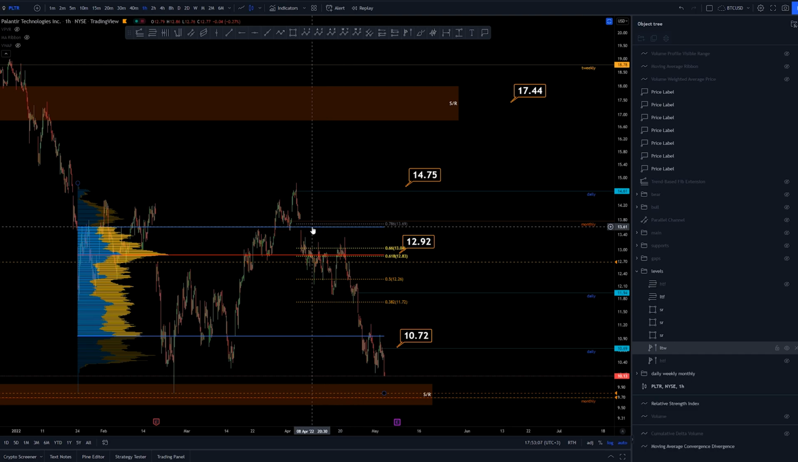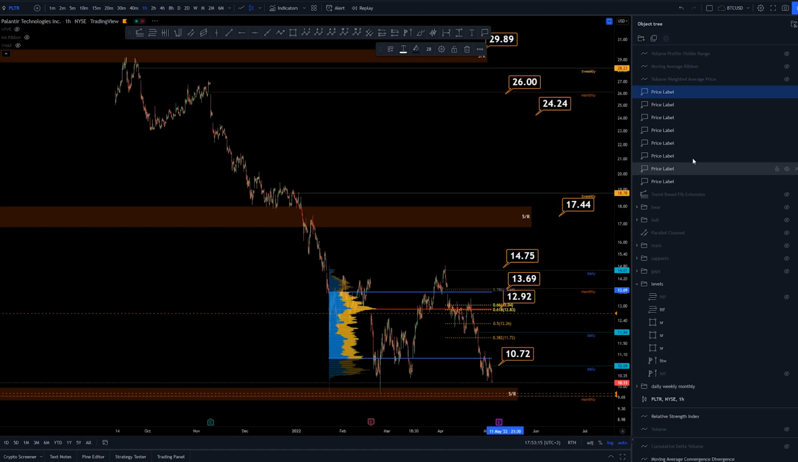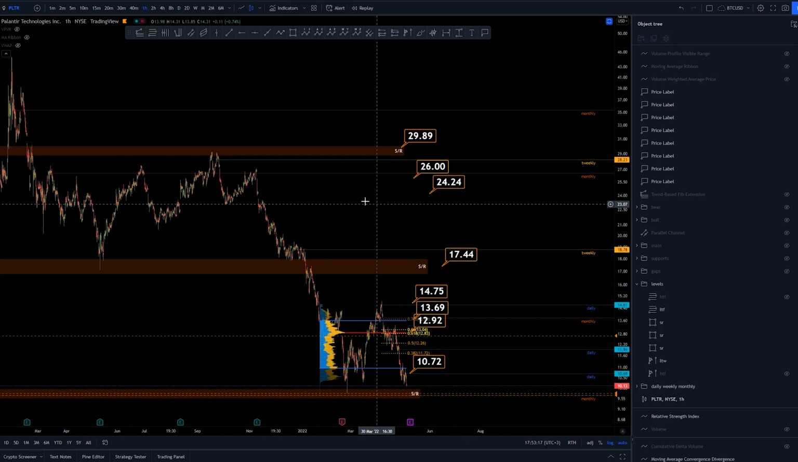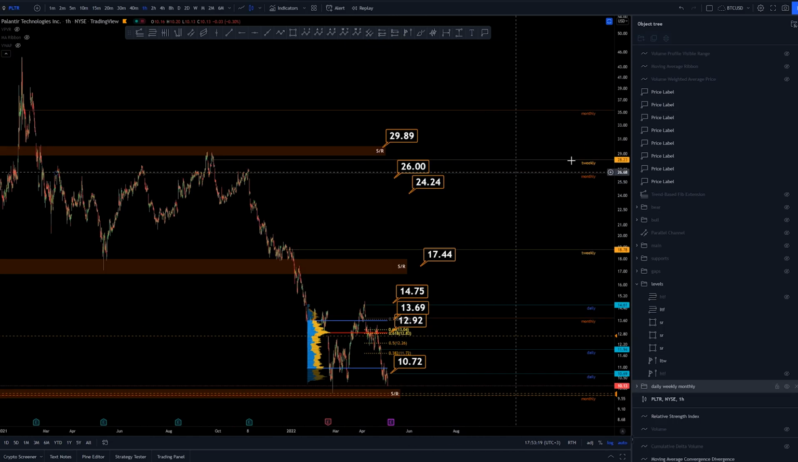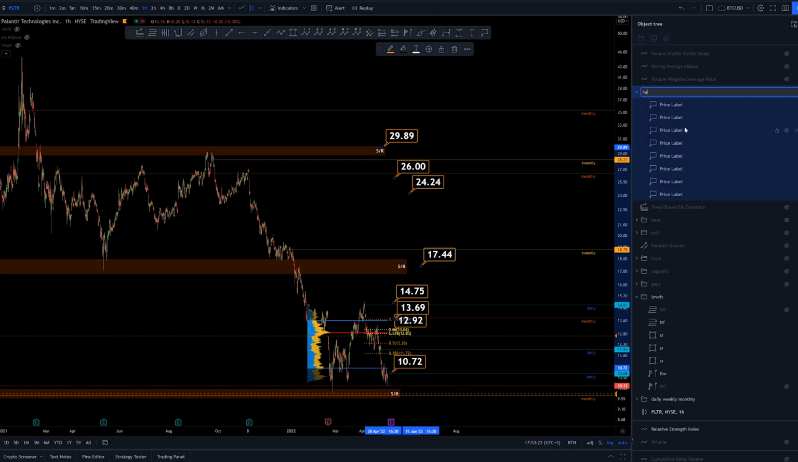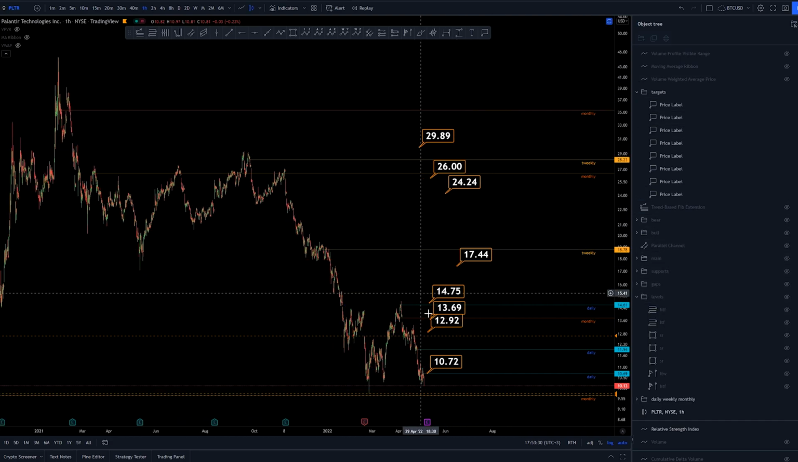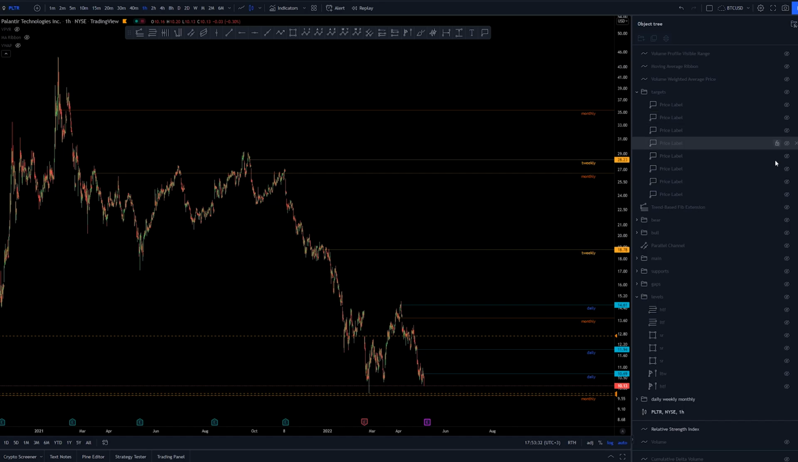Range value area high and 0.786 around this monthly as well. A nice area of resistance as well. So we got quite a lot of resistance areas above us that are super major and really worthwhile of attention, I guess, if you want to label those on your charts. There you go.